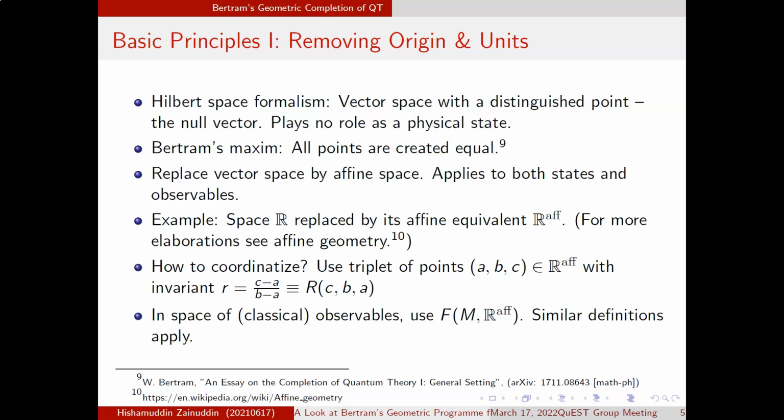Well, as I said, the conventional quantum theory begins with the Hilbert spaces, and Hilbert spaces are just vector spaces, of course, with other properties like norms. Okay, and this vector space has this distinguished point, the zero, the null vector. And if you really think about it, it doesn't play any role as a physical state. So why do you have that distinguished point?